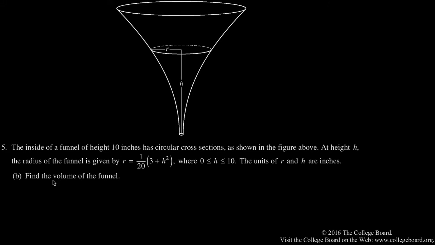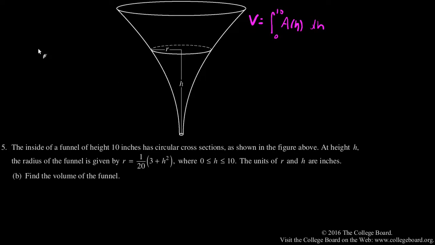Part B, we want to find the volume of the funnel. And so for the volume, we know that the volume is going to equal the integral over this whole interval from 0 to 10 of the area. Now, that area is going to be in terms of r for now, but I want this to eventually be in terms of h. So I guess I'll change that to an h. We want to figure this out.